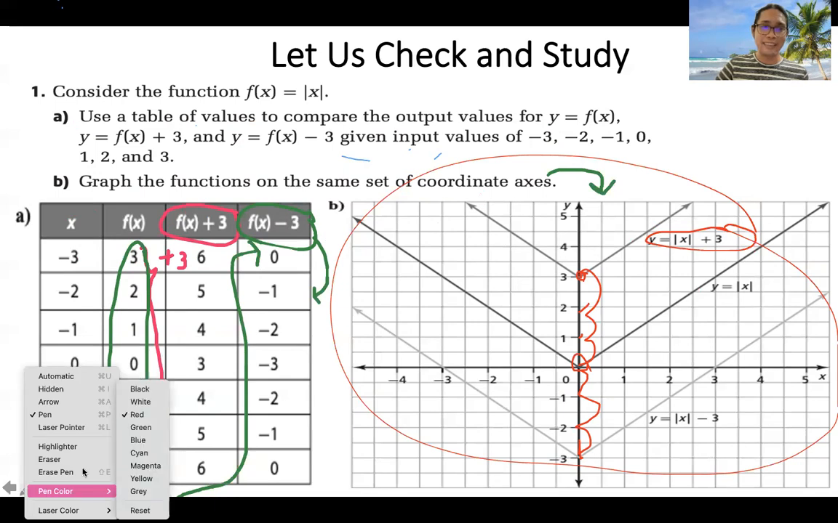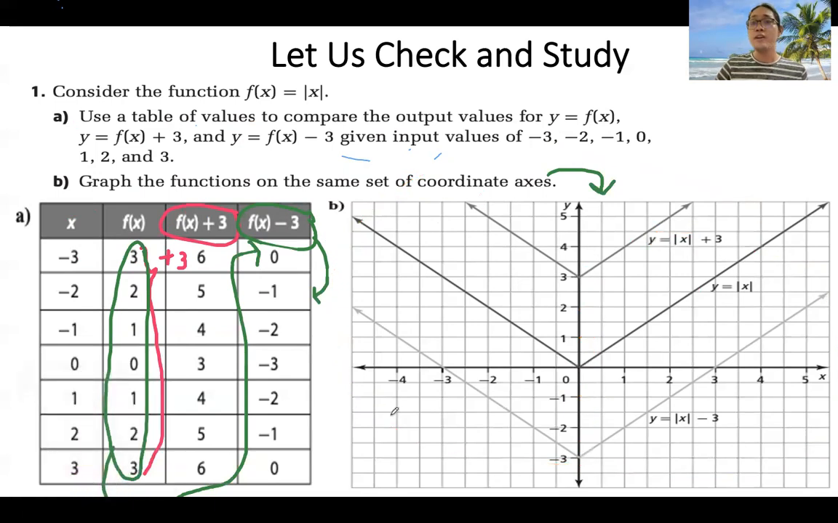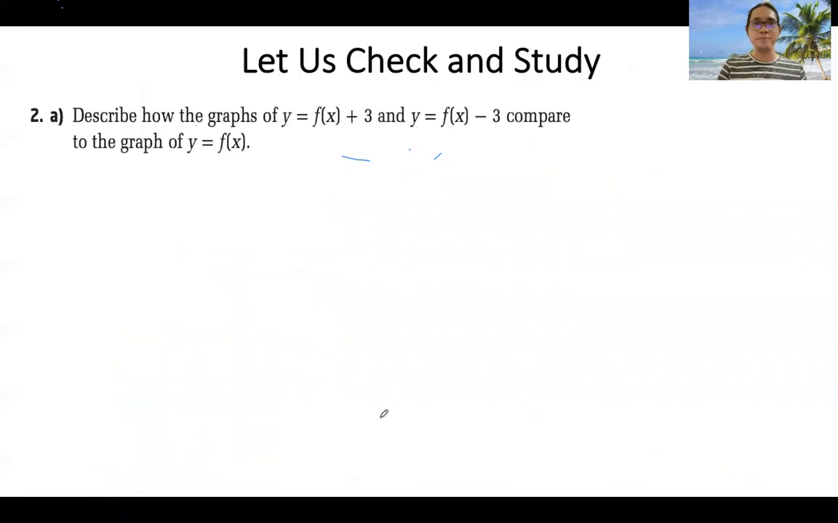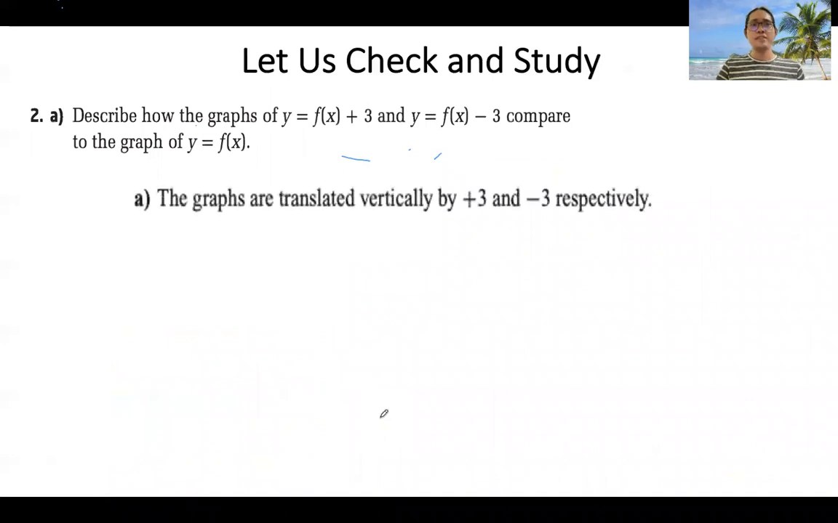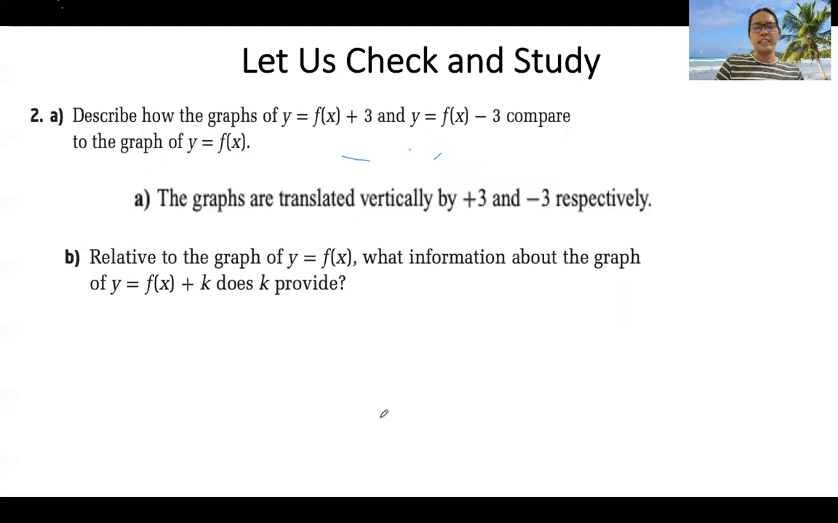Now let's try to relate this and discuss it for our topic. For number 2 first, describe how the graphs of y equals f of x plus 3 and y equals f of x minus 3 compare to the graph of y equals f of x. The answer is the graphs are translated vertically by +3 and -3 respectively, as I have shown a while ago. And of course, relative to the graph of y equals f of x, what information about the graph of y equals f of x plus k does k provide?